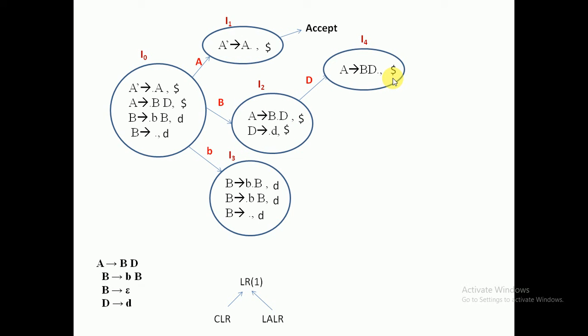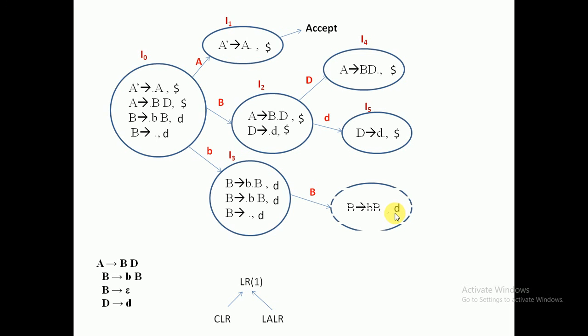Now this becomes I4, items at I4. Then next, move over small d. Where will you reach? D derives d dot. After this dot, any non-terminal? No non-terminal. And the dot is at the end of the production, so it is also called a reduced production. And what is the lookahead of this production? Dollar, as well you have to keep the dollar. This is I5. The next one, move over capital B. Where will you reach? You will reach at B derives capital B dot. After this dot, any non-terminal? No non-terminal, and it is a reduced production. What is the lookahead of this production? Small d, as well you have to write the small d. Now this is item set I6.